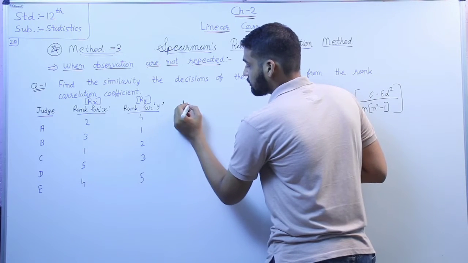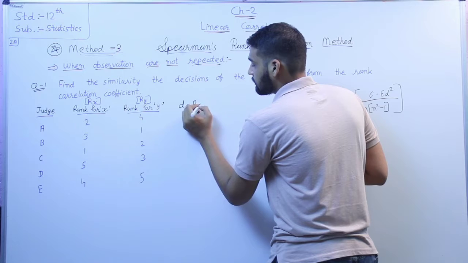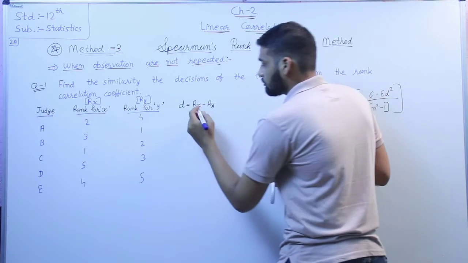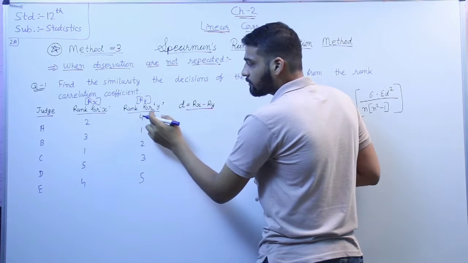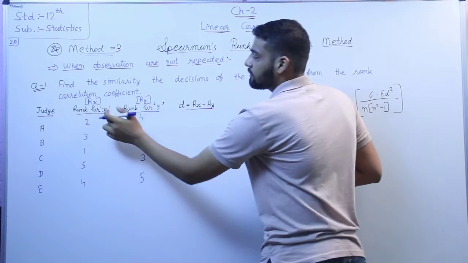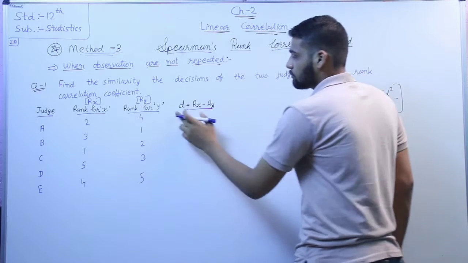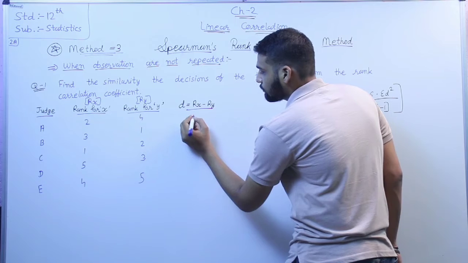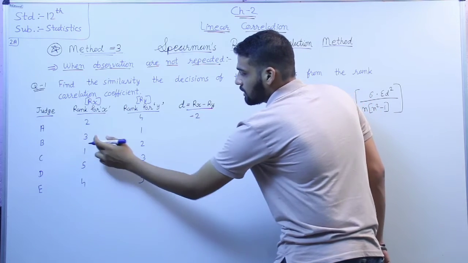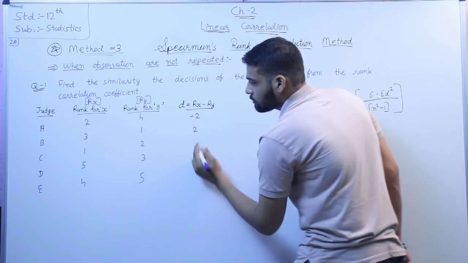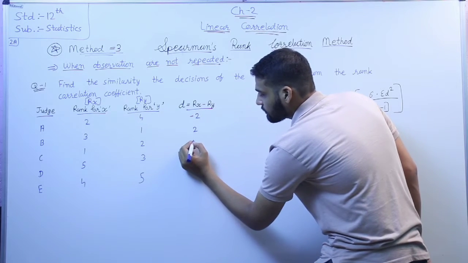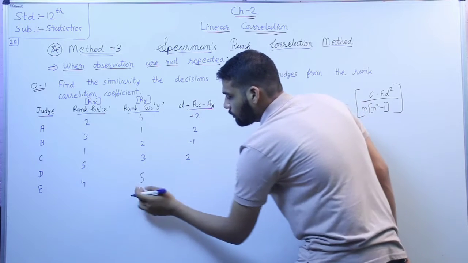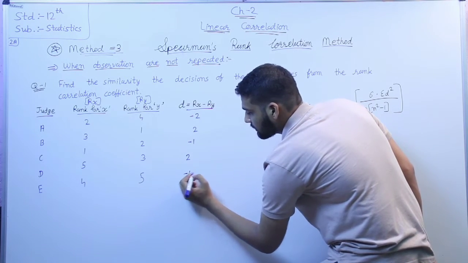So what is the D column? Rx minus Ry. Okay students, here rank for y, that means Ry, and rank for x, that means Rx, are already given. So how to find D? D is equal to Rx minus Ry. 2 minus 4, that means minus 2. 3 minus 1, that means 2. 1 minus 2, that means minus 1. 5 minus 3, that means 2. 4 minus 5, that means minus 1.